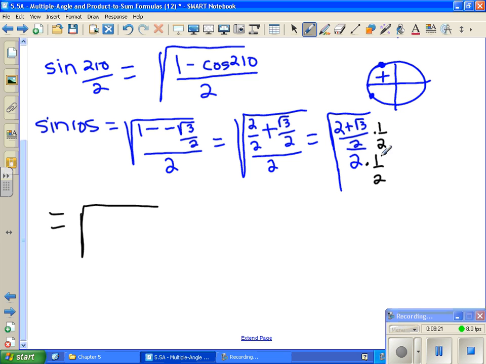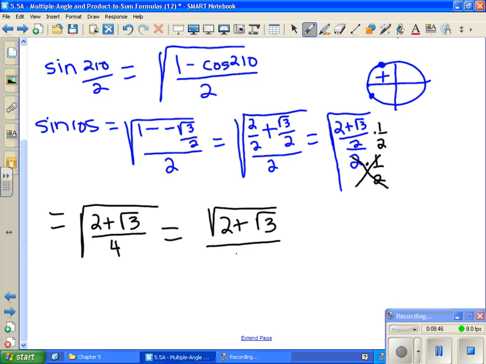And also notice what's going to happen. My bottom is going to go away. And on the top, I'm going to end up with 2 plus the square root of 3. And that whole thing is over 4. And I can actually simplify that one more time by writing it as 2 plus the square root of 3 over 2. That concludes the examples that I want to do today.